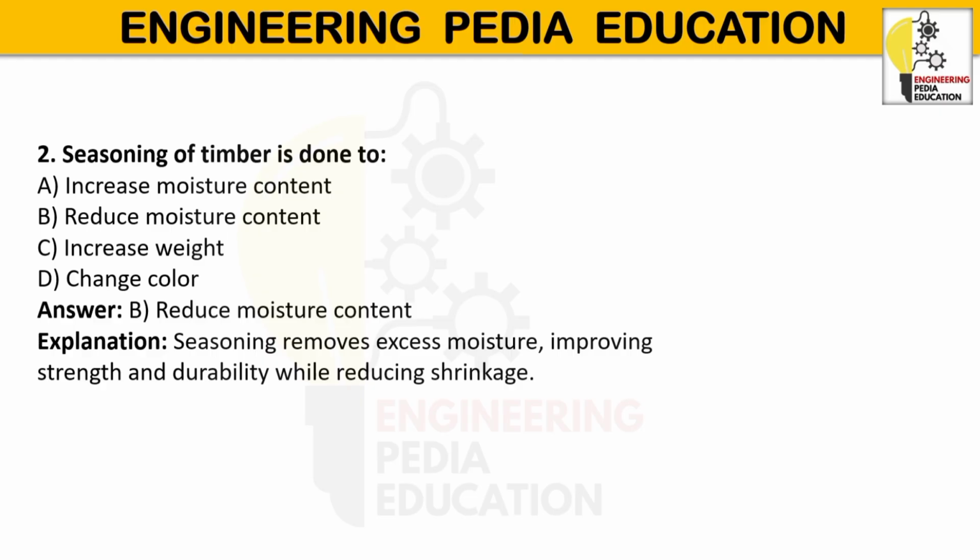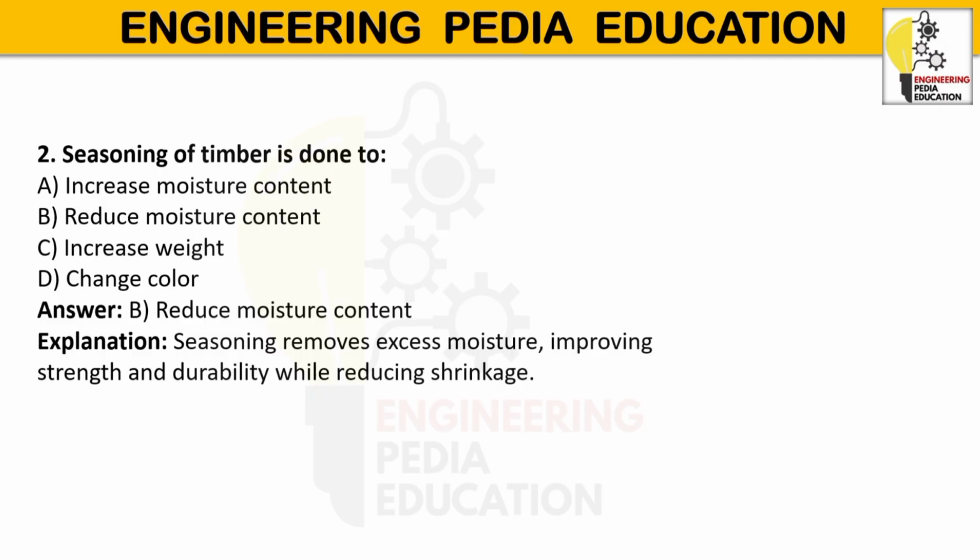What are the methods of seasoning? Natural seasoning and artificial seasoning. In natural seasoning, timber is stacked in open air under a covered shed so that air circulates freely around it. Moisture evaporates gradually over several months. Advantage: low cost and simple method. Disadvantage: takes a long time and moisture removal has less control.